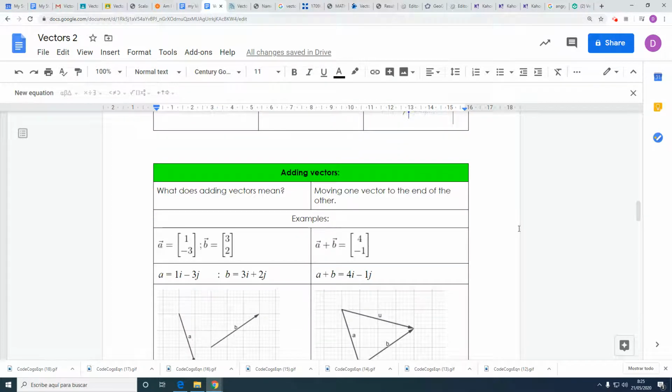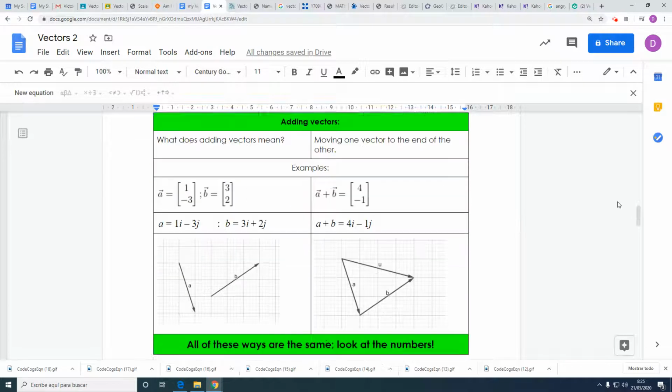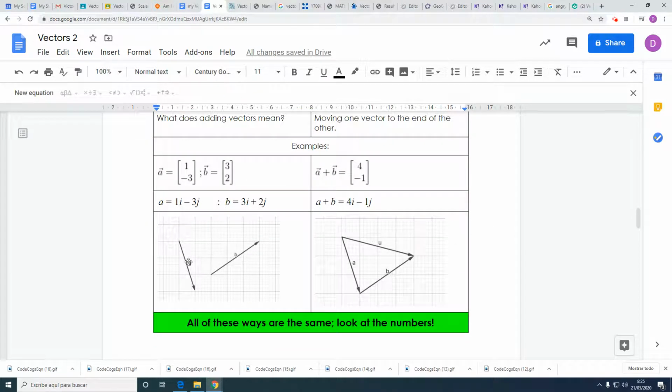Okay, adding the vectors. It simply means moving. So if this is A and this is B, if you want to add them, we just move B so it's on the end of A. A plus B, which I can't write in GeoGebra, is U on this one. So the new vector, which is called the resultant of adding A and B together, is just the vector from the start of A to the end of B. That's if you're doing it by drawing a picture.